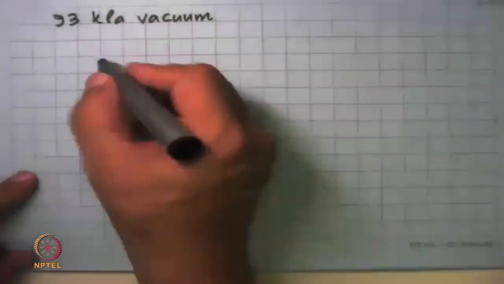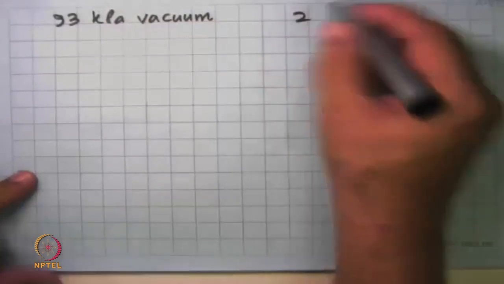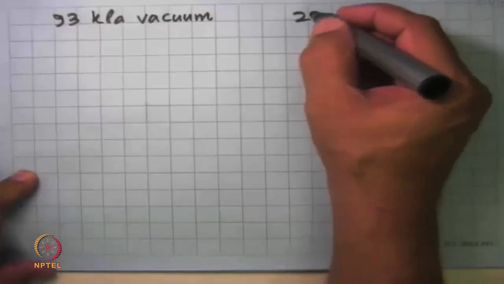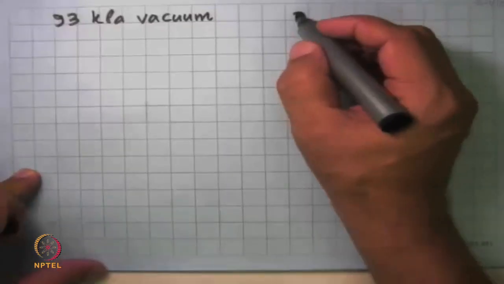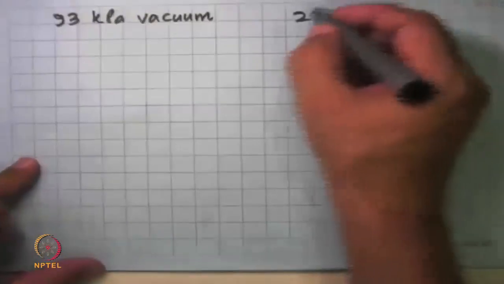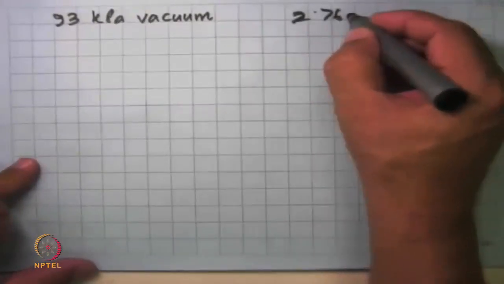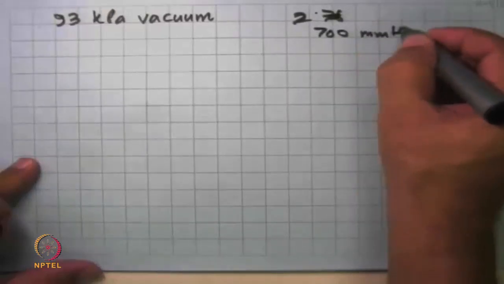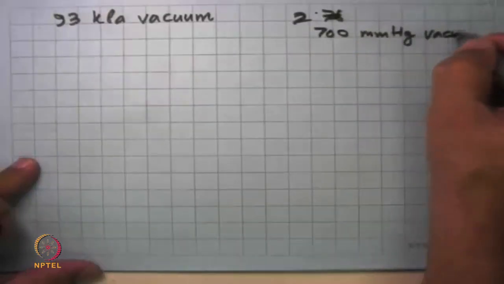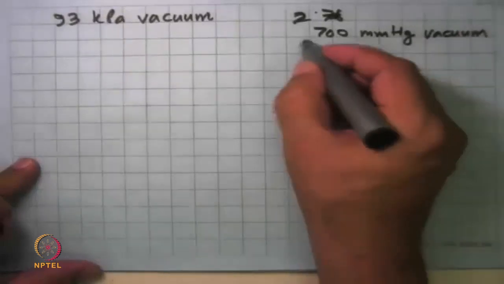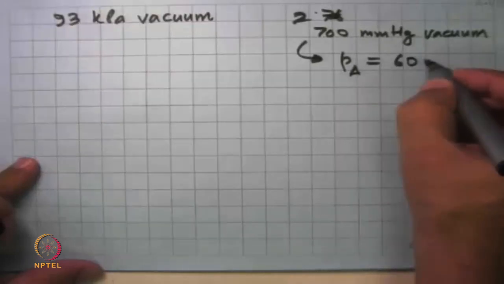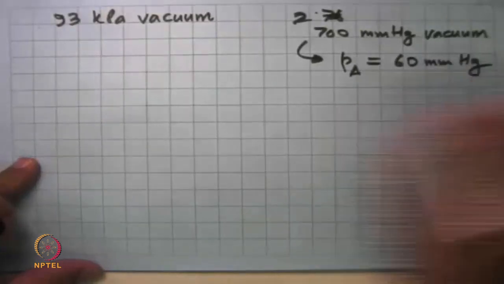So this is 93 kPa vacuum, or we can say this is, say, 760, instead of 760 they say about 700 millimeters of mercury vacuum. So this is equivalent to saying that the absolute pressure is 60 mm Hg.